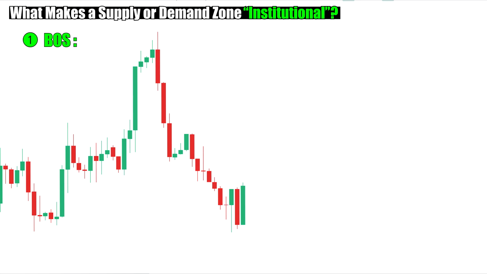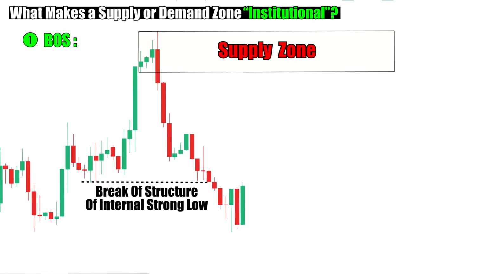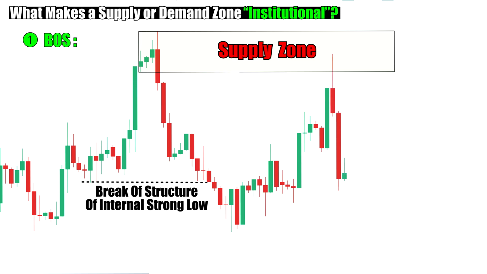1. Did the zone cause a break of market structure? This is one of the strongest filters you can use. It takes significant institutional volume to break structure in a high liquidity market. The more meaningful the structure it breaks, the stronger the zone becomes.